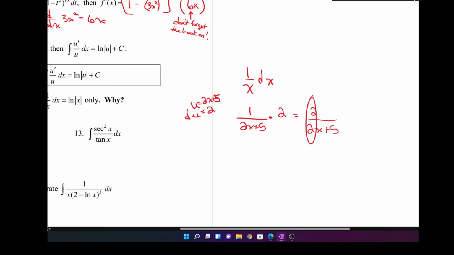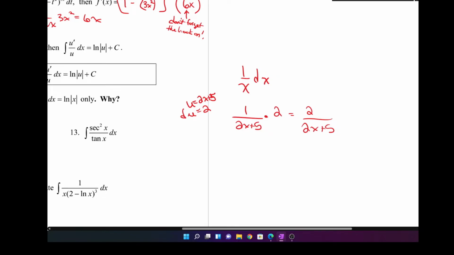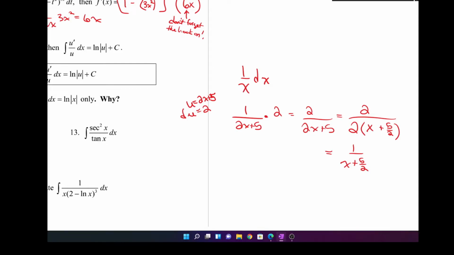And no, these 2's do not cancel out. Oh my gosh, stop asking me that. Seriously, they do not cancel out. You have to factor a 2 out of the bottom. If you were dying to factor that 2 out, it would look like this. This is x plus 5 halves. Now you can cancel out the 2's if you wanted to. You could say you have 1 over x plus 5 halves. But nobody likes that when you do that. It doesn't make them happy to have a fraction in the denominator, okay?